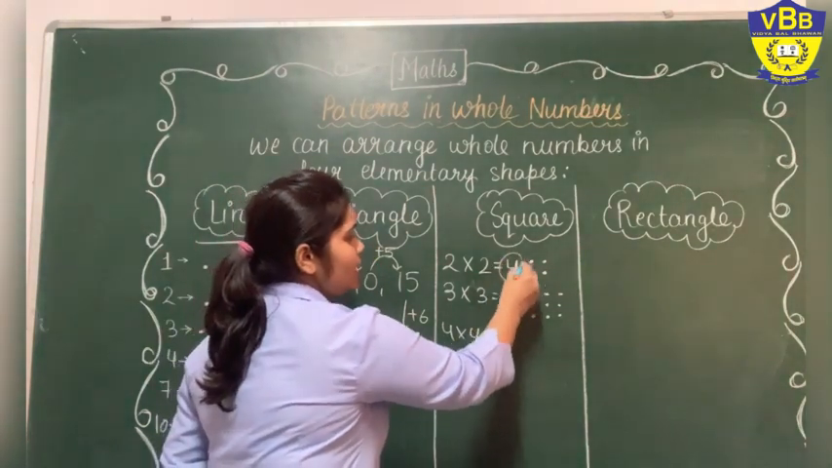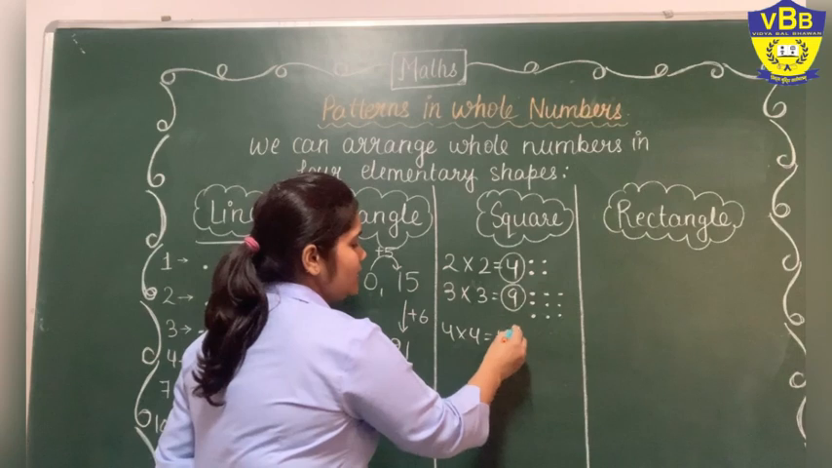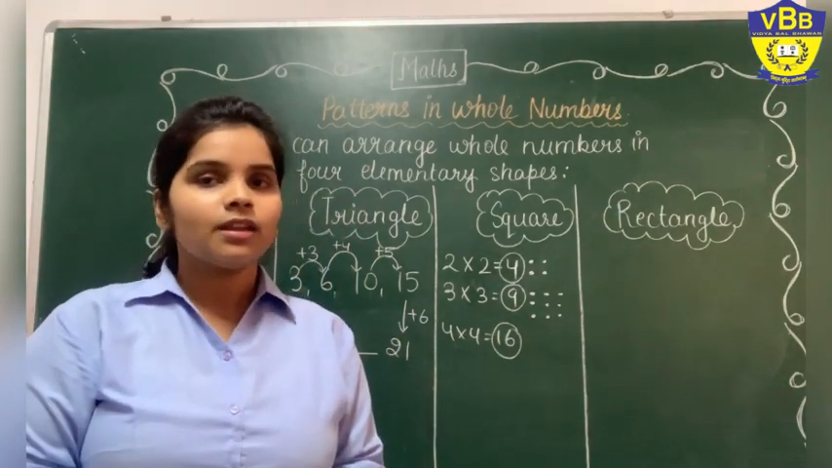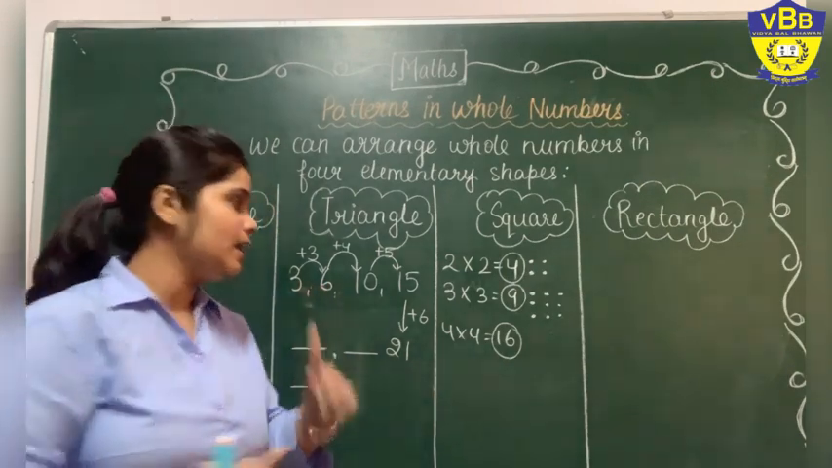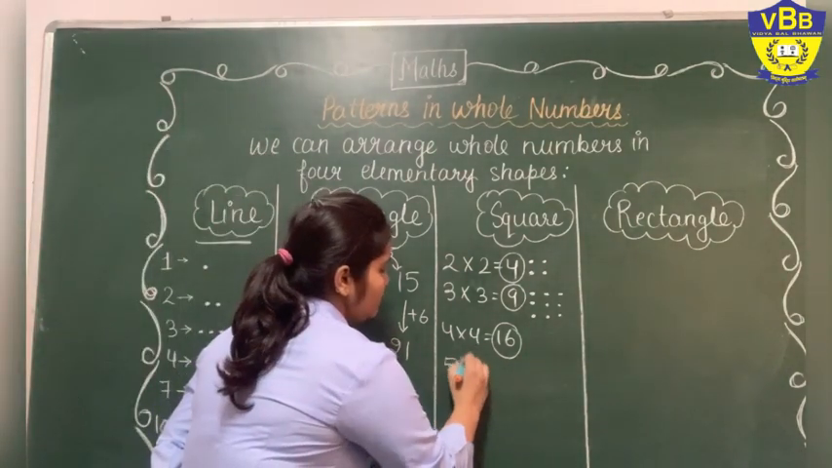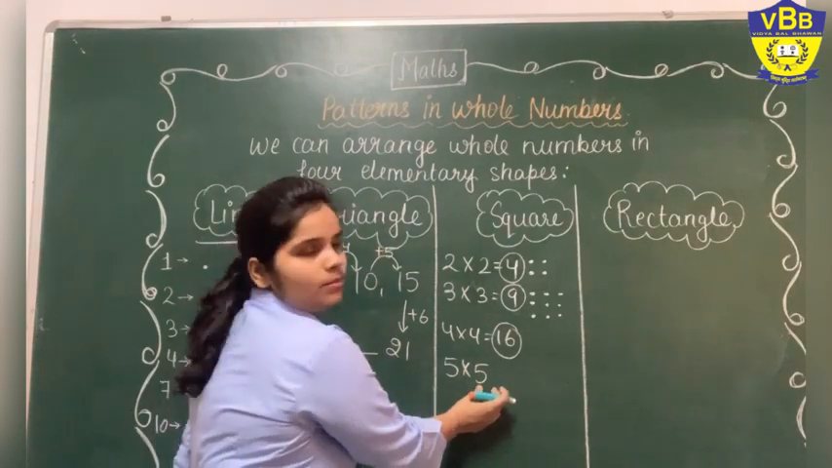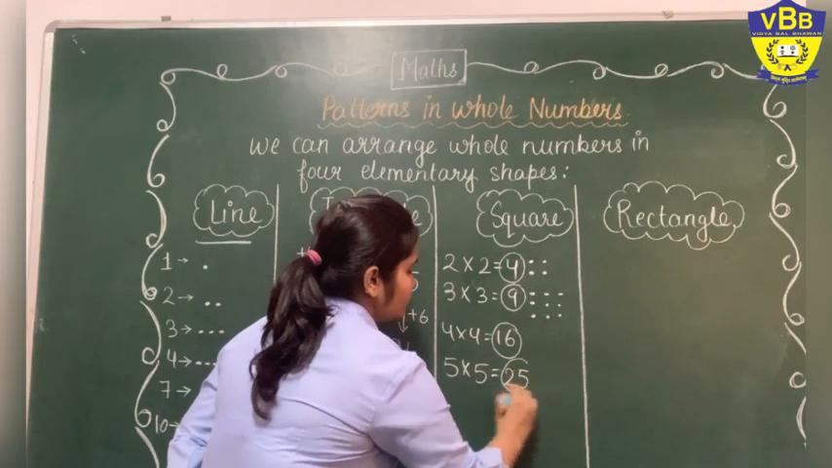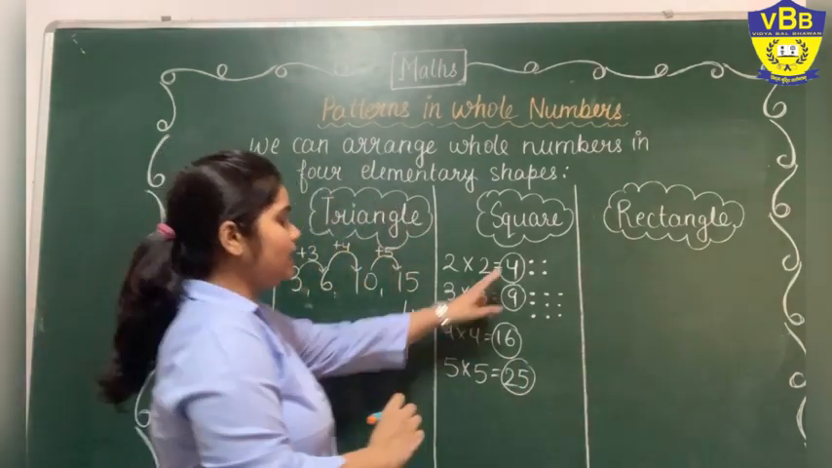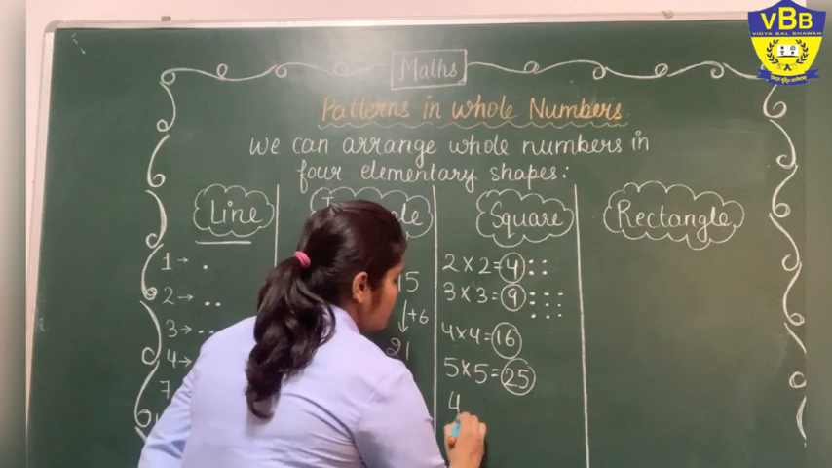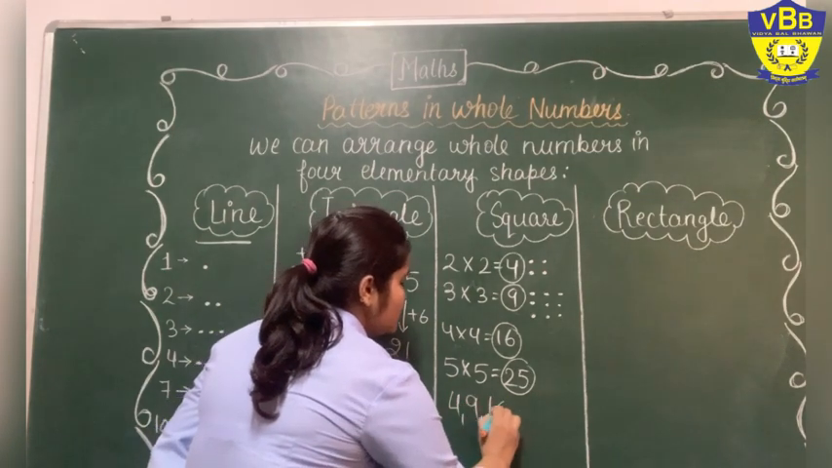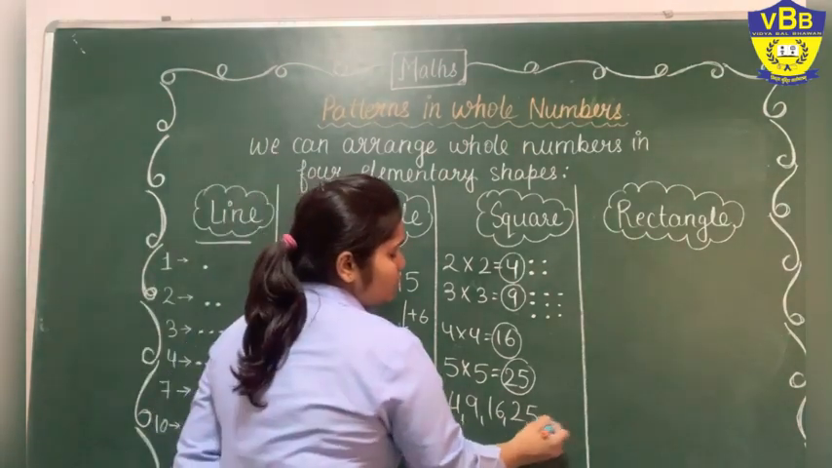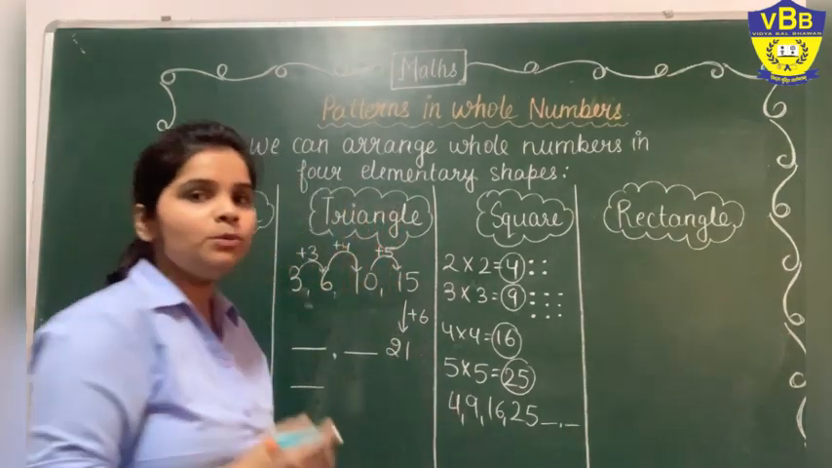We have the square numbers 4, 9, 16. Now next will be 5 multiplied by 5. The number of rows and number of columns are equal, that is 25. So the square numbers are 4, 9, 16, 25. Further you need to find 2 more. I hope this is clear.